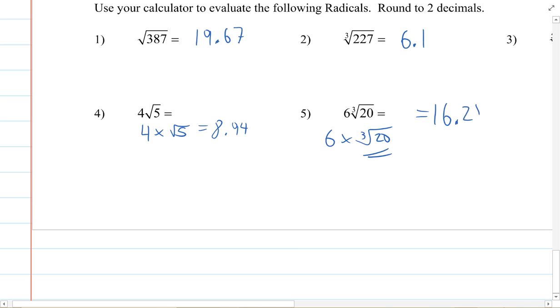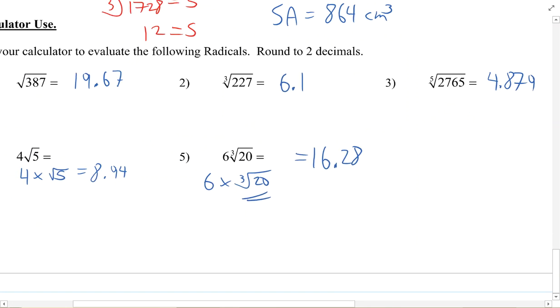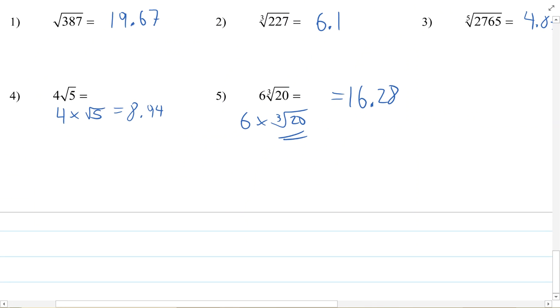If you need help with your calculator, come up and see me. Make sure you can do all these examples on your calculator.